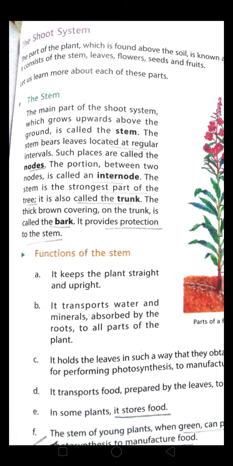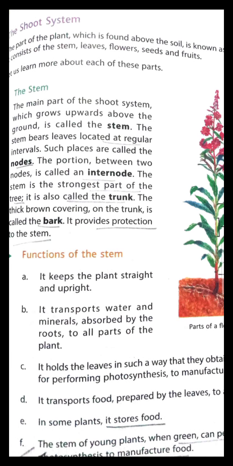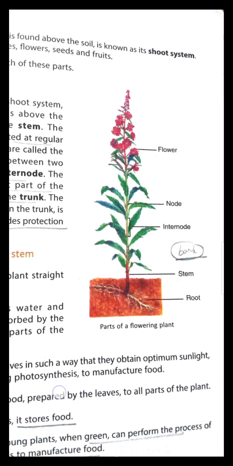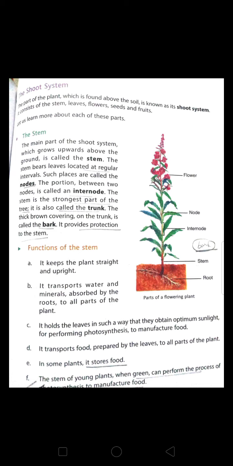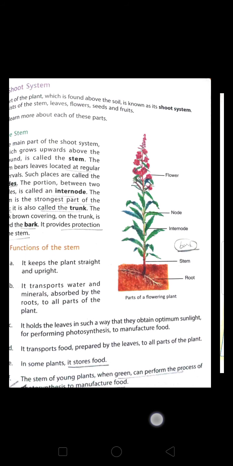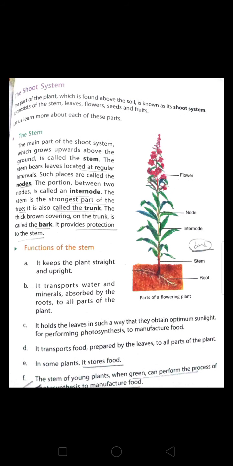What are the functions of stem? Stem keeps the plant straight and upright. Stem transports the water and minerals absorbed by the root to all parts of the plant. It holds the leaves in such a way that they obtain the maximum sunlight for photosynthesis to manufacture food. It transports food prepared by the leaves to all parts of the plant. In some plants it stores food. The stem of the young plant, when green, can manufacture food by the process of photosynthesis.